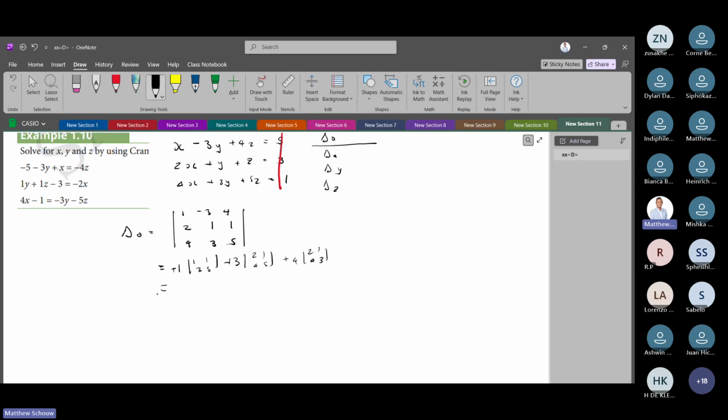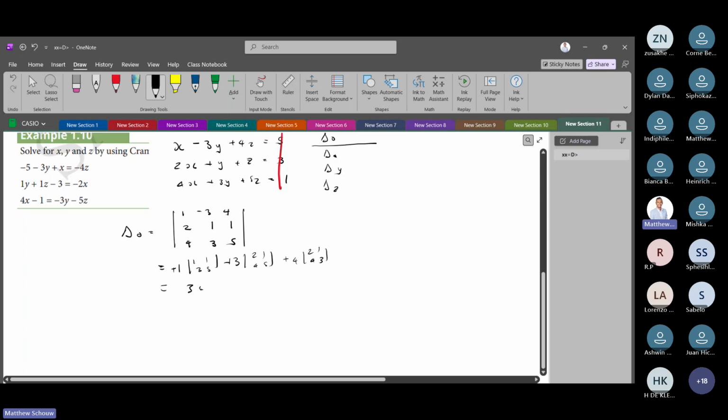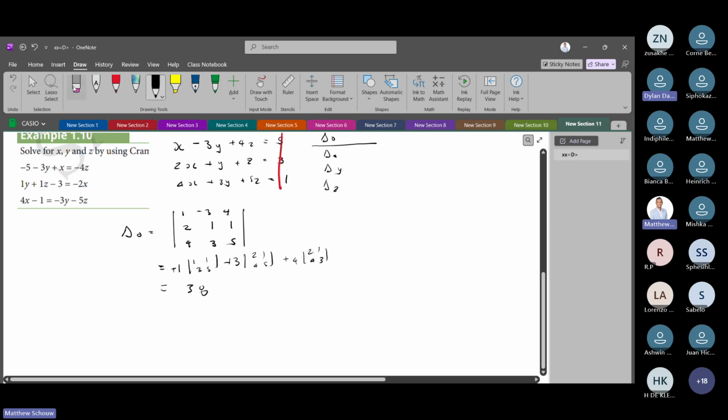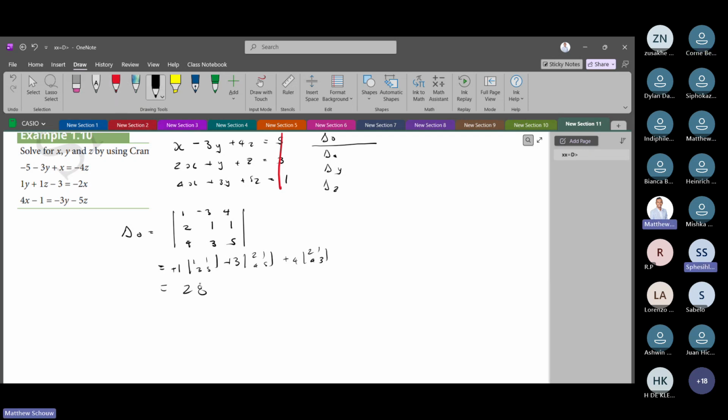What's my delta zero? Determinant 0? 28. Colleagues, do you agree with this answer? 38 or 28? Maybe that's 28. Yeah, I got 28, sir. Perfect. Okay. Let's do delta x.